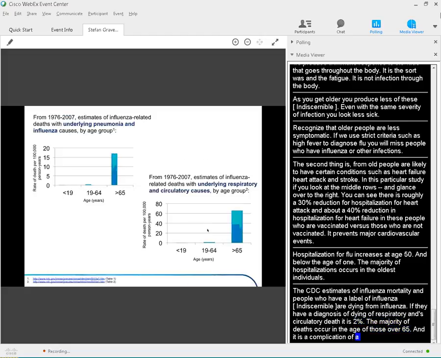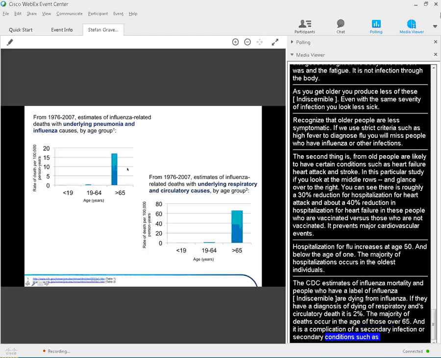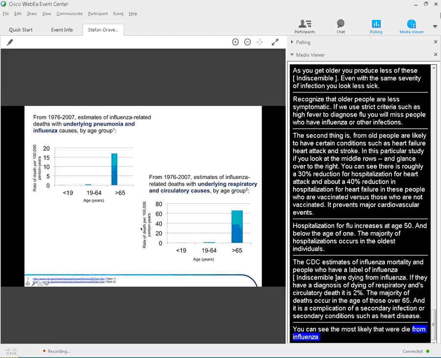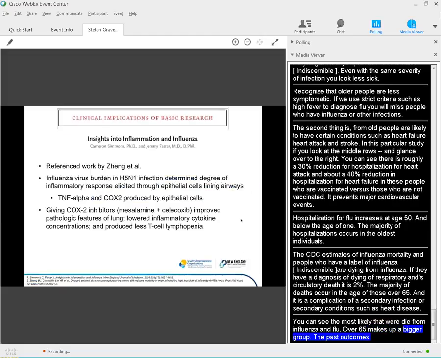So in the top left here, you can see from 76 to 2007, those over 65 were most likely to die from underlying pneumonia and flu. And in the bottom right, the bigger group, underlying respiratory and circulatory causes, you can see over 65 makes up an even bigger group. That group is 3 times the size of the folks that just get pneumonia. So the vascular outcomes are actually a more important outcome than just pneumonia from flu in late life.